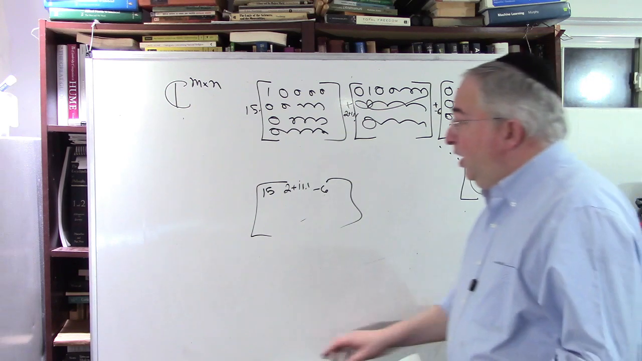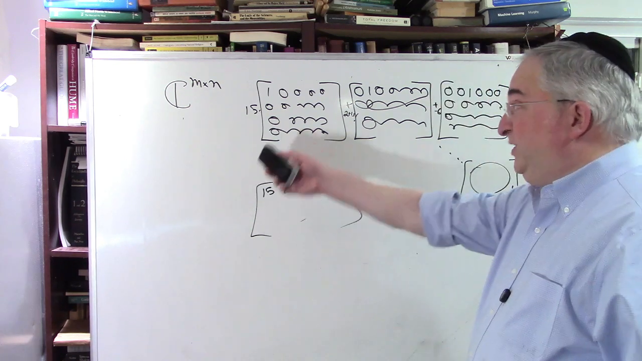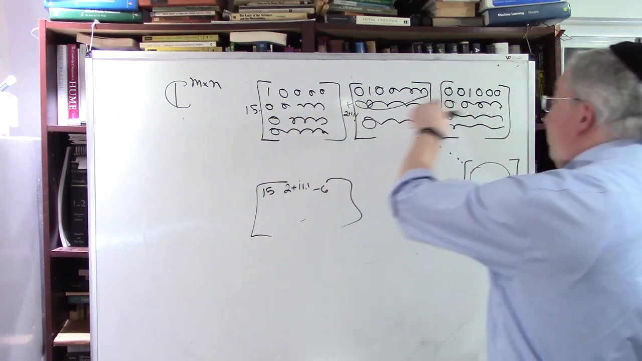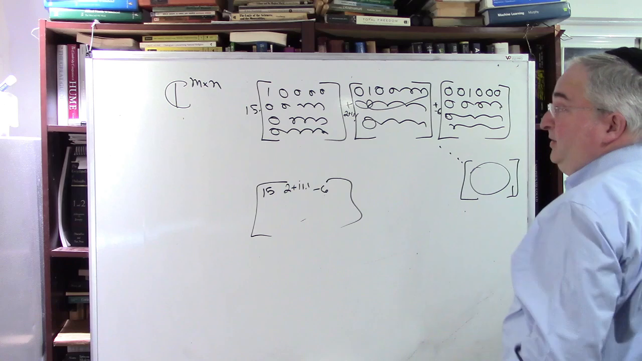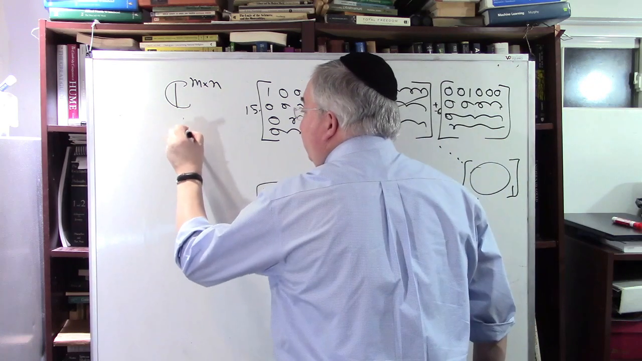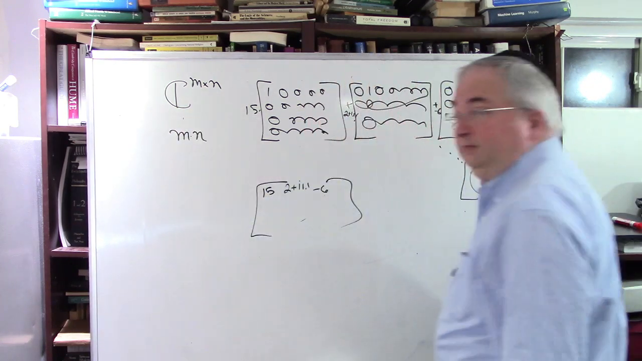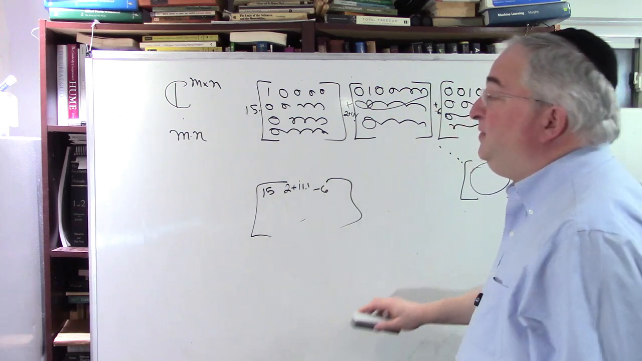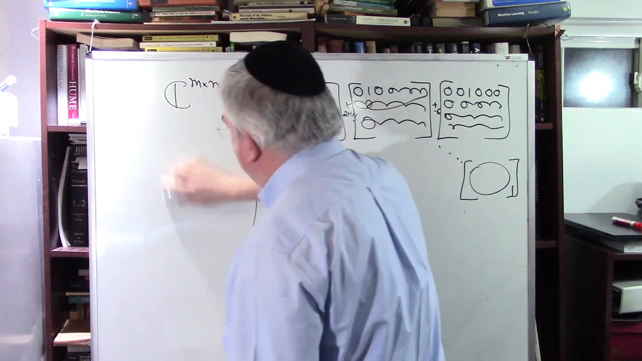What's the dimension of this space? How many basis elements do I have? The answer is m times n. I have m rows and n columns, so I have m times n entries. Great.